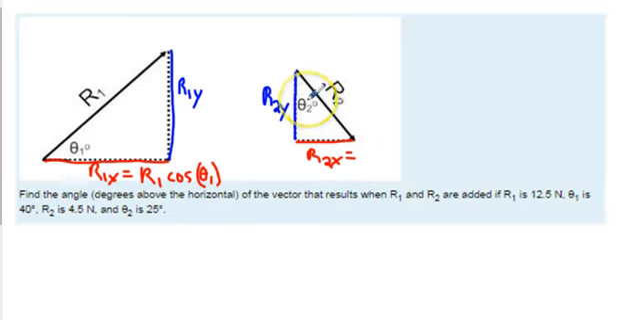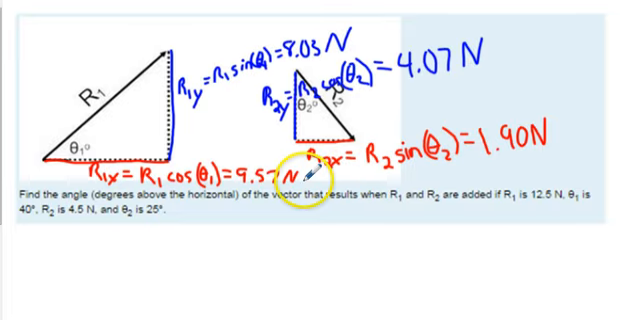Now, I gave you a different angle over here, or at least a different part of the triangle as far as where I picked the angle. So to get the value of R2X, it'll actually be R2 sine of theta 2, because it's opposite over hypotenuse. That's sine. Cosine is adjacent over hypotenuse. Alright, so I'm going to pause the video, do some math, and I'll be right back with you.